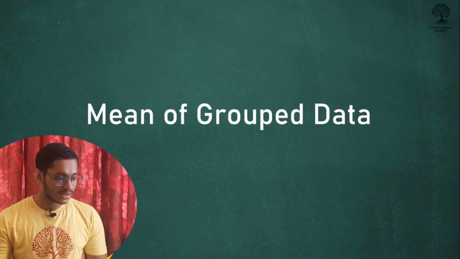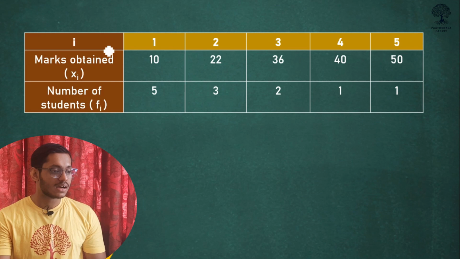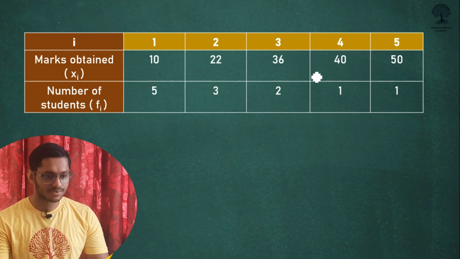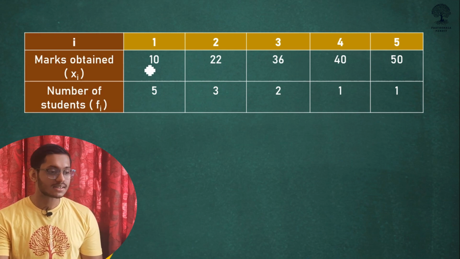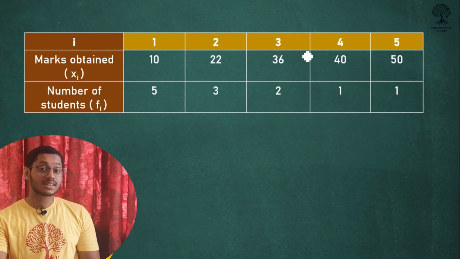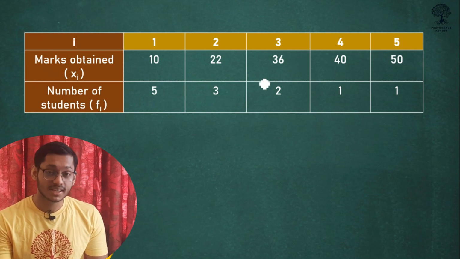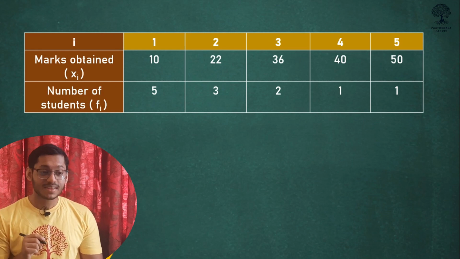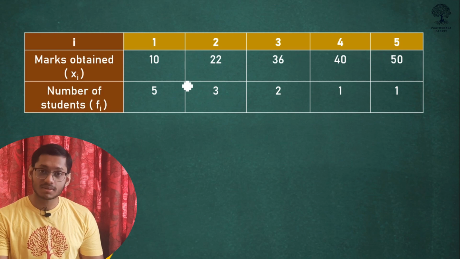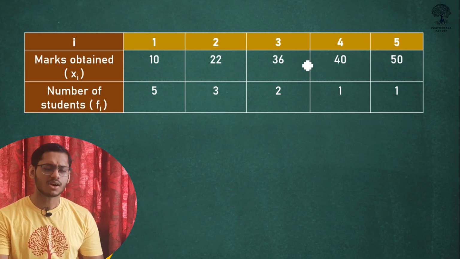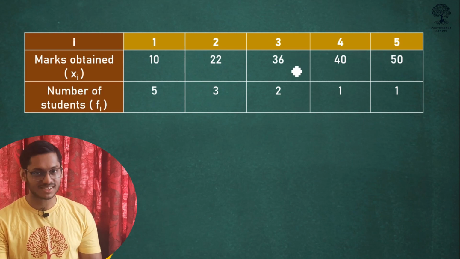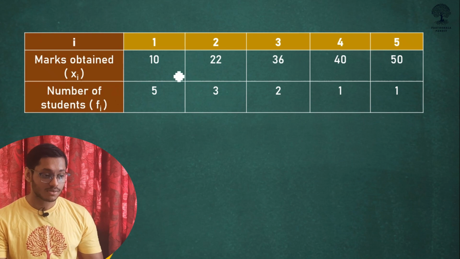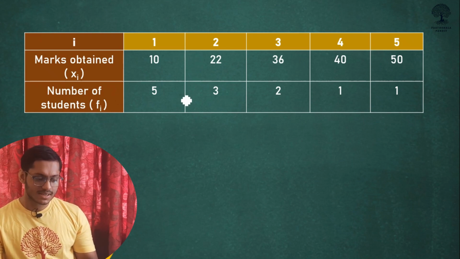Now, these are the marks obtained. I have taken only a few students, I guess only 12 students, and I have taken their marks. Here I have not taken the marks of all the students separately. A few students got 10 marks, a few got 22 marks, 36, 40, and only one student got full marks, 50 out of 50. So how are we supposed to calculate the mean of such data?